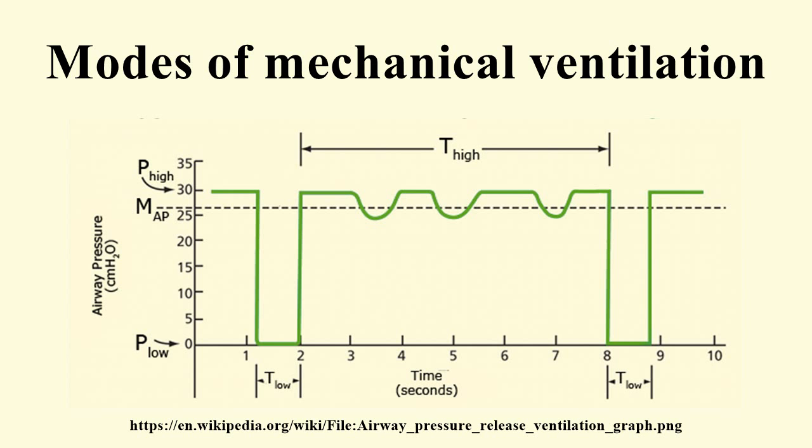There are three breath sequences: continuous mandatory ventilation, intermittent mandatory ventilation, and continuous spontaneous ventilation. A breath sequence is a particular pattern of spontaneous and/or mandatory breaths. The three possible breath sequences are continuous mandatory ventilation, intermittent mandatory ventilation, and continuous spontaneous ventilation.